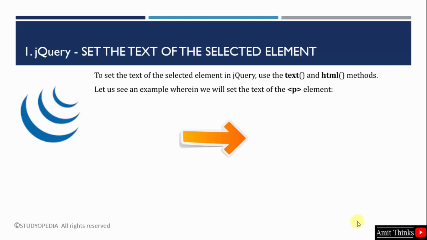So let us set the text of the selected element using the text and HTML methods. So let's say on a web page we have a p element. We will see how to set the text of this p element specifically. Let us see the example.